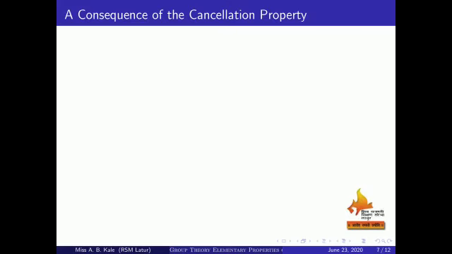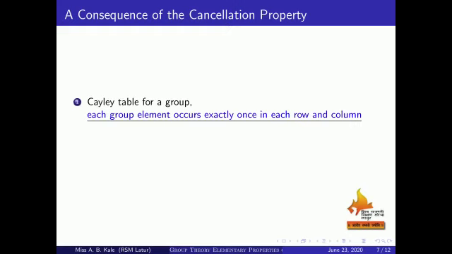Now we are going to see the consequences of cancellation property. First is Cayley table for a group. Each group element occurs exactly once in each row and column. And the second consequence of cancellation property is uniqueness of inverses.